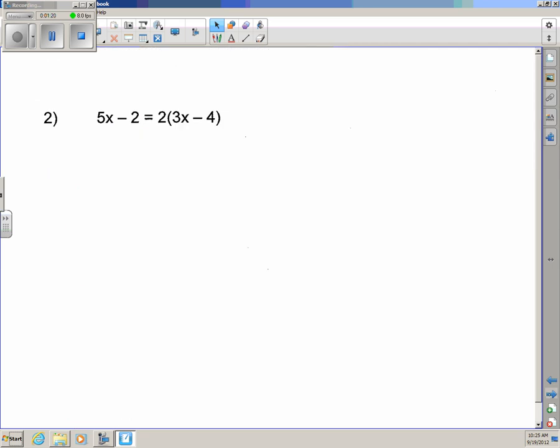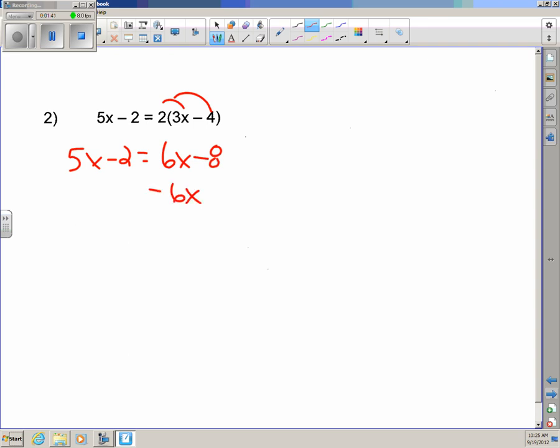Okay, second one, you do have the distributive property, so you need to make sure that you do that first. So on the right-hand side, I'm going to distribute, and I'm going to get 6x minus 8. And on the left-hand side, I bring down what I didn't use, 5x minus 2 equals. In this case, I'm actually going to bring the variables to the left, even though normally I would go to the right because there's more there, but that's okay.